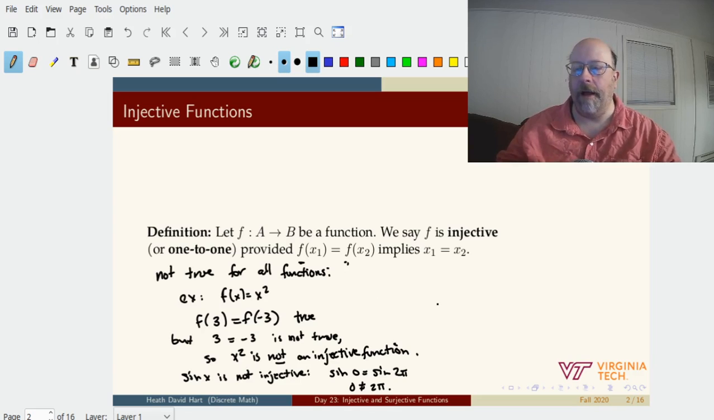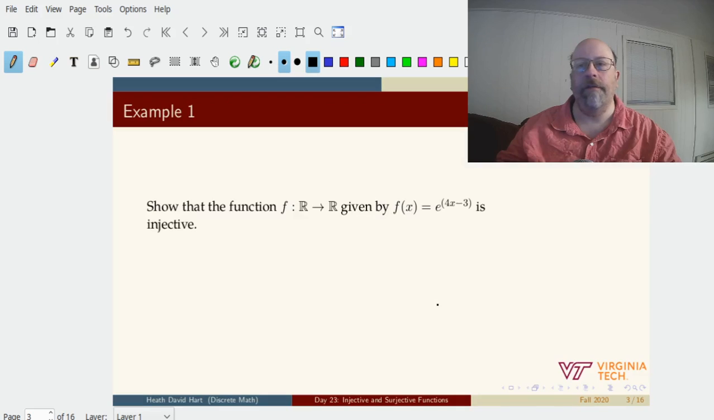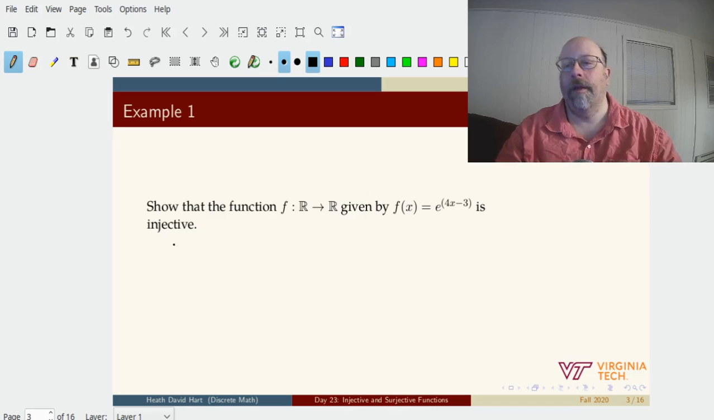And so let's take a look at some examples. We want to show that the function e to the 4x minus 3 is injective. Okay? So we're going to assume that f of x1 is equal to f of x2. That means that e to the 4x1 minus 3 is equal to e to the 4x2 minus 3.